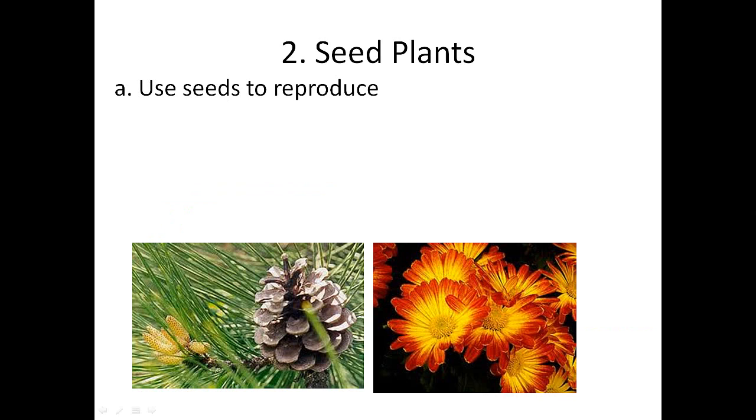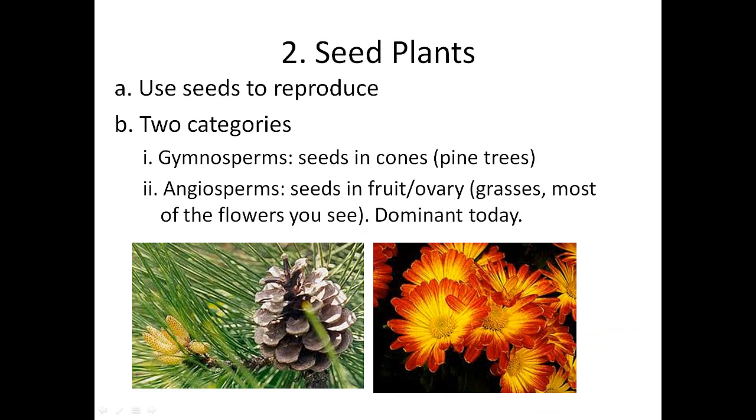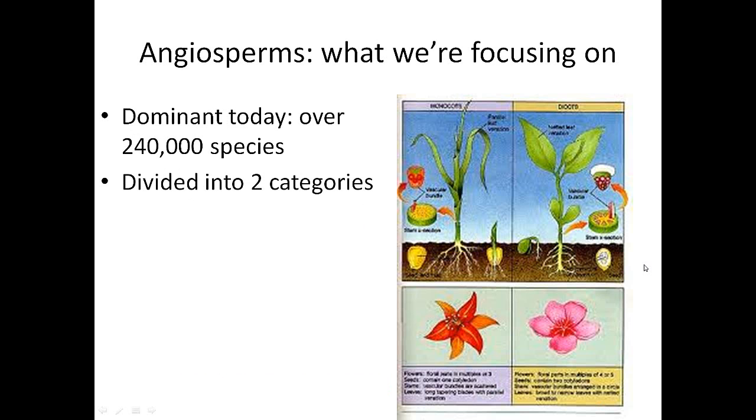Seed plants use seeds. There's two groups. We can break them into gymnosperms, which have seeds in cones like pine trees, or angiosperms that put their seeds in a fruit or an ovary. So grasses, most of the flowers that you see. Grasses don't have fruit like you think of when you hear the word fruit, but technically that reproducing part of a grass is called a fruit. These are the most dominant plants that we find in the world today. Here on out, we're going to focus on angiosperms, the most dominant group of plants today.